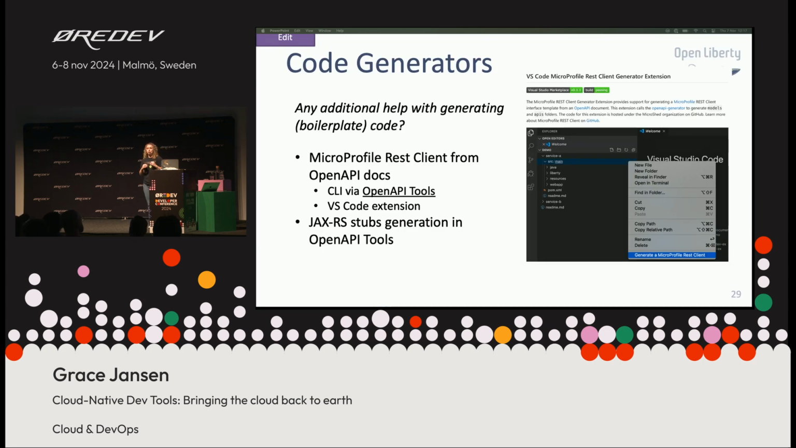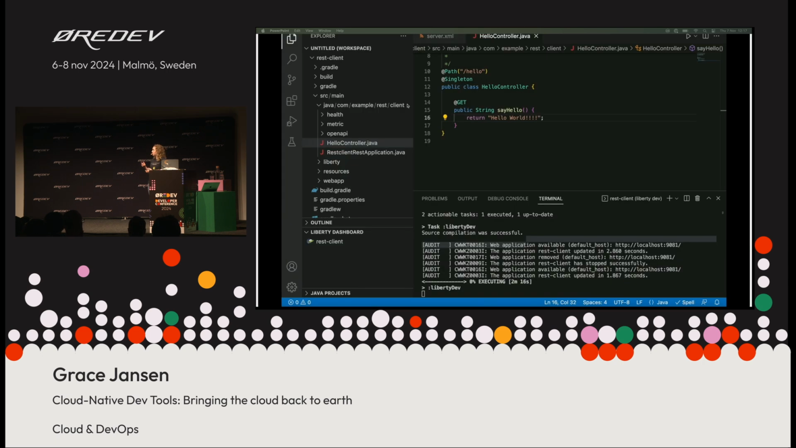As well as support for coding directly in your IDE, there's also support for things like code generation. So what if you want to generate snippets of code or boilerplate code? Are there tools to help? And yes, there are. So code generator tools like OpenAPI tools, you can actually generate things like microprofile REST clients directly from OpenAPI documentation. So you can either use this as a command line interface tool or as an IDE extension. So in this case, I'm using the IDE extension, again, just to demo.